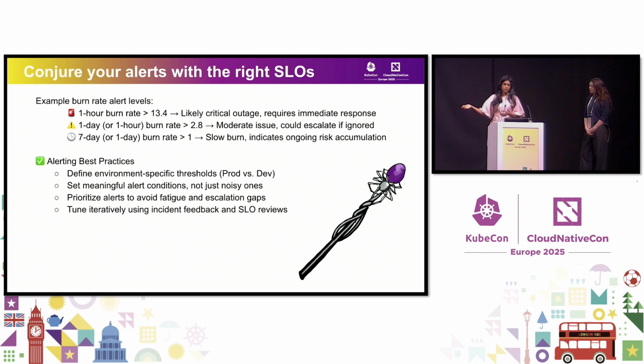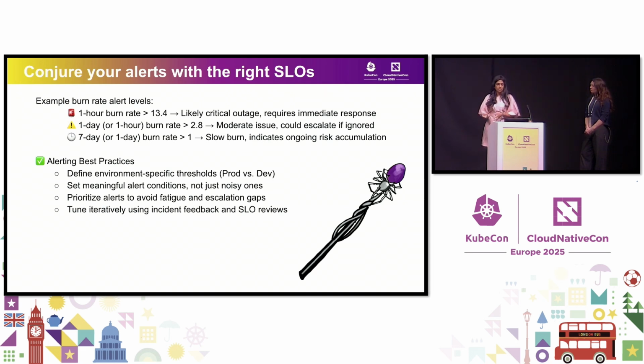With some examples here. A 1-hour burn rate above 13.5 means your system is burning the entire error budget for a 30-day period in a 2-hour window. This is likely a major outage, and you want a high priority alert here. A 1-day burn rate over 2.8 still isn't great, but it could mean a moderate issue, and that's not immediately catastrophic, but could escalate fast.